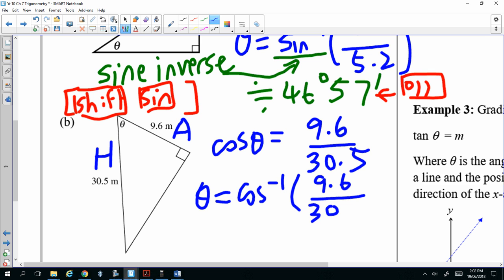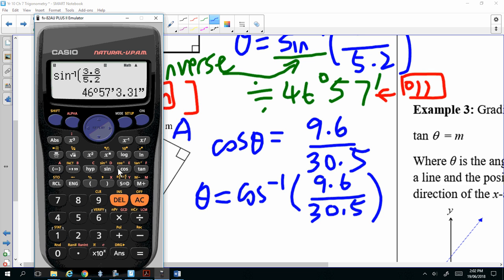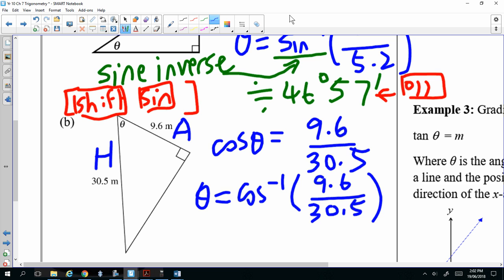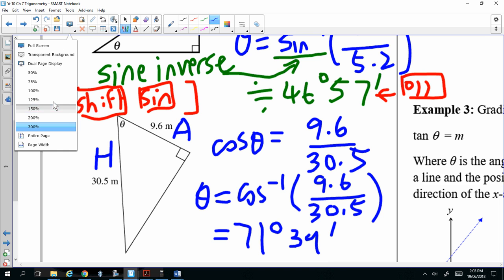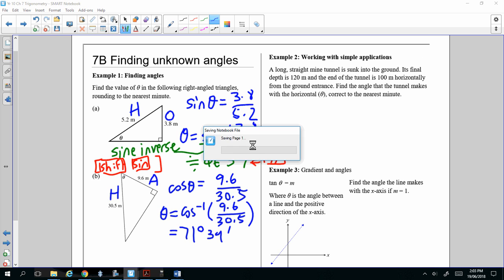So you press the button shift cos and do 9.6 divided by 30.5. You don't have to use fraction, you can just use divided by. Press equal, press the degree symbol, gives you degrees and minutes, 71 degrees and 39 minutes. Okay, all done. Then we're going to do an application question. We've got these two questions done. Right, so now the next one you have to draw a diagram.